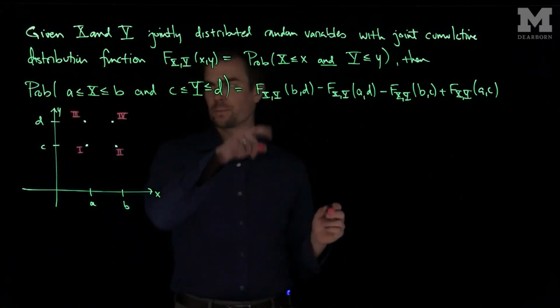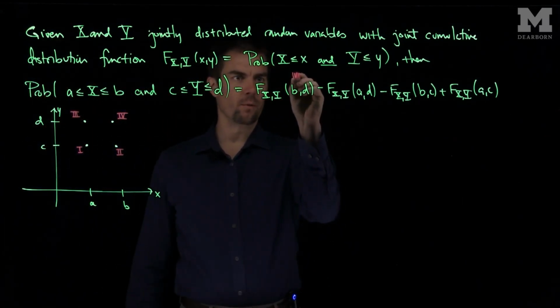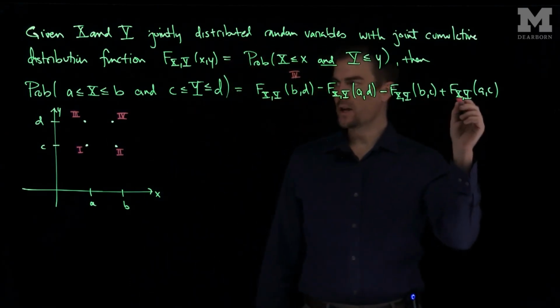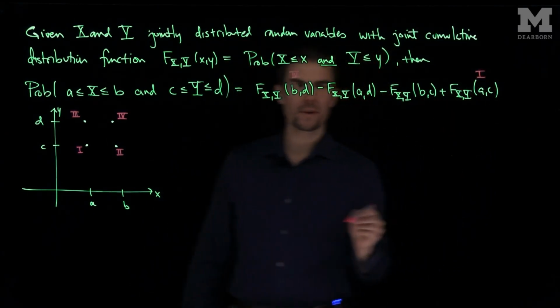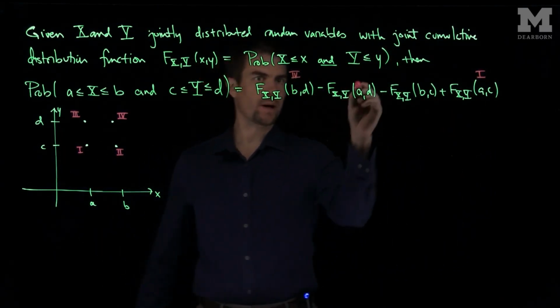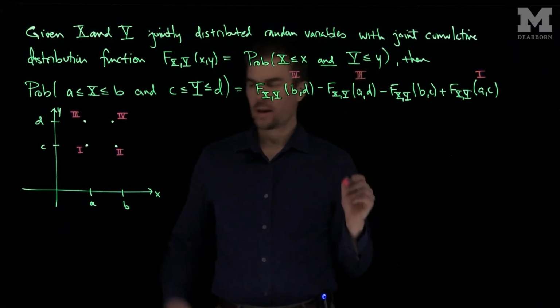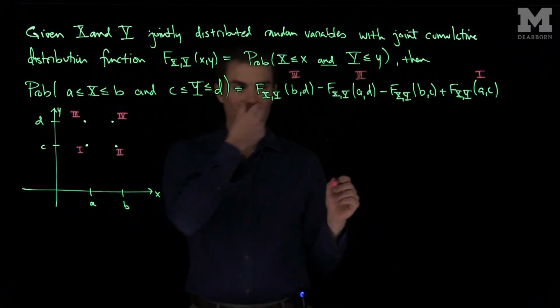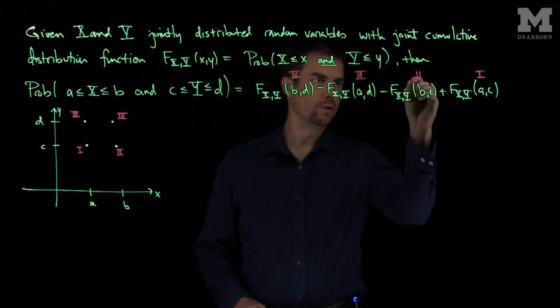So BD corresponds to point 4. AC corresponds to point 1. AD corresponds to point 3. BC corresponds to point number 2.